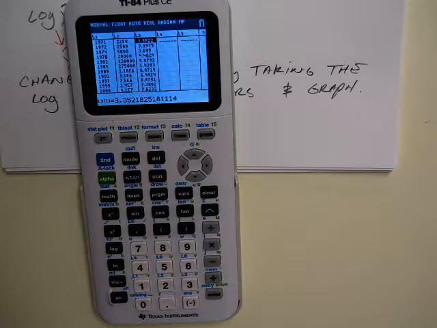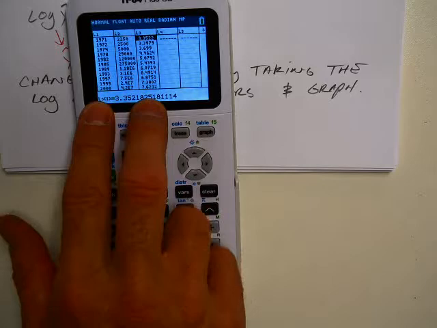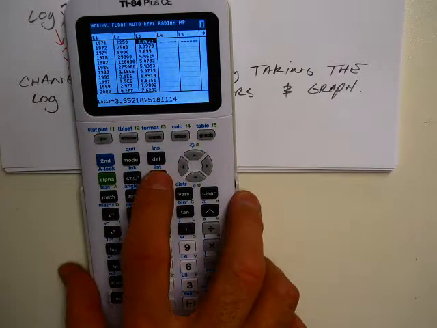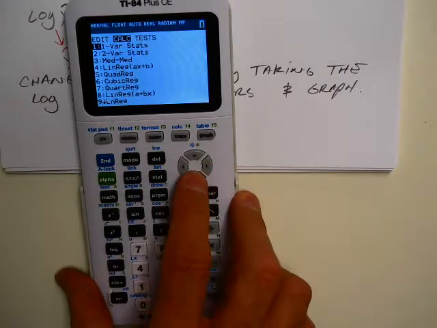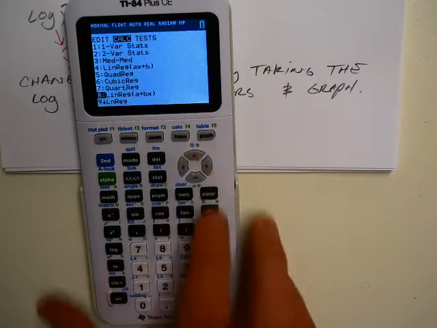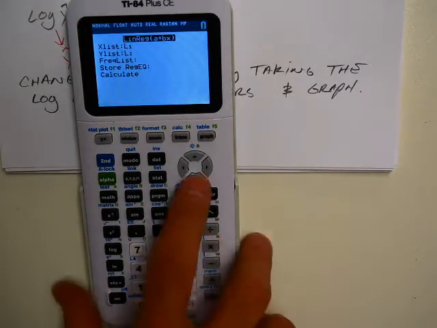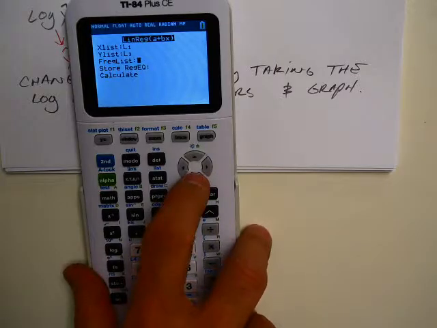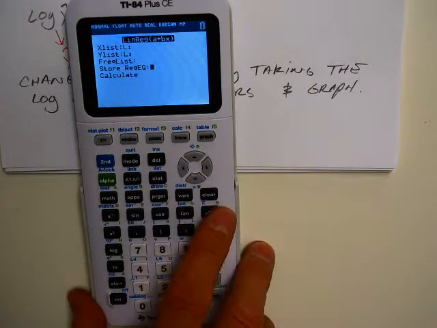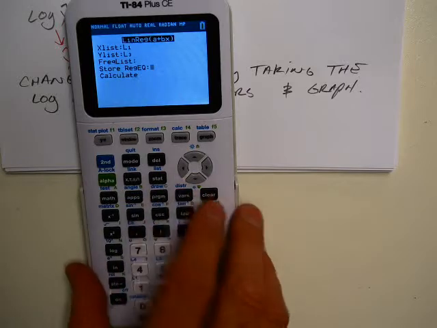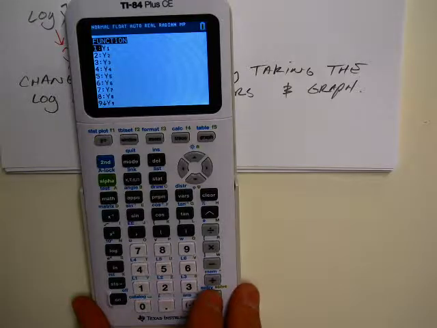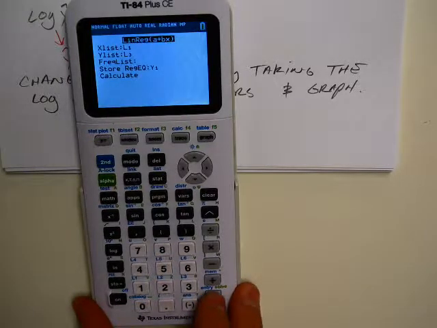Now, next thing we want to do is take and do our line reg a plus bx with L1 and now the new log values, the L3 values. So I'm going to go to stat, calc, line reg a plus bx, and change my L2 to L3. I do want to store the regression equation. So vars, y vars, function. We'll put it right there in y1 where we had the last equation. We don't need both of them in there. And calculate.